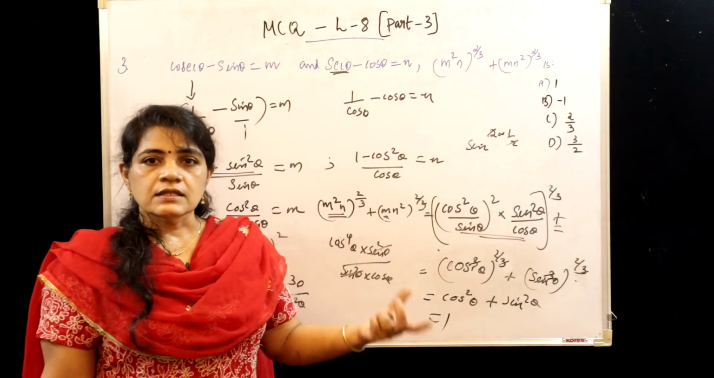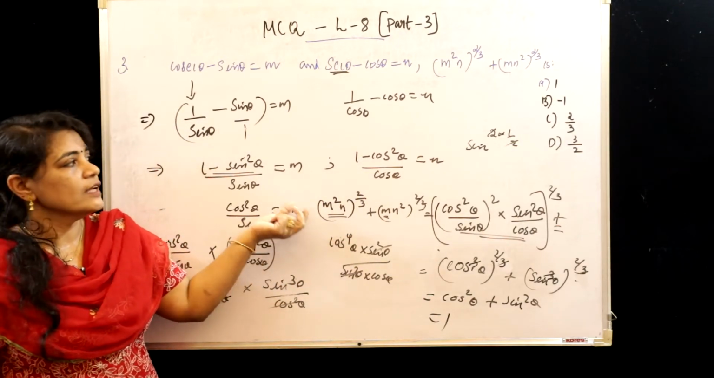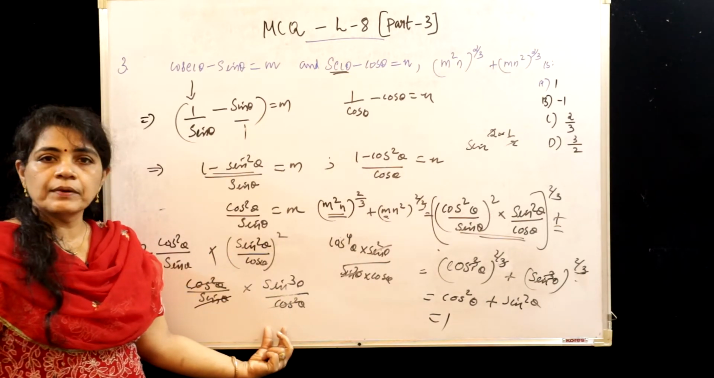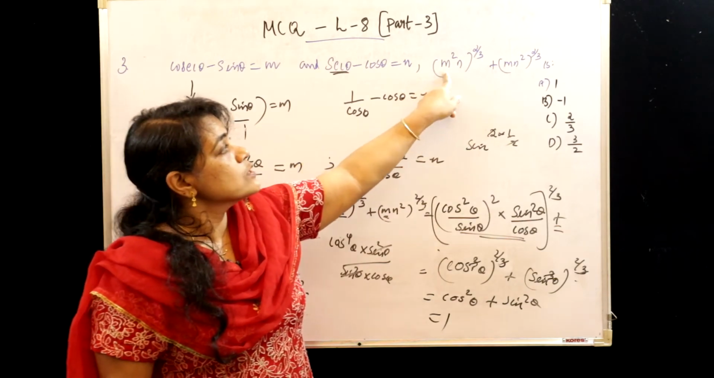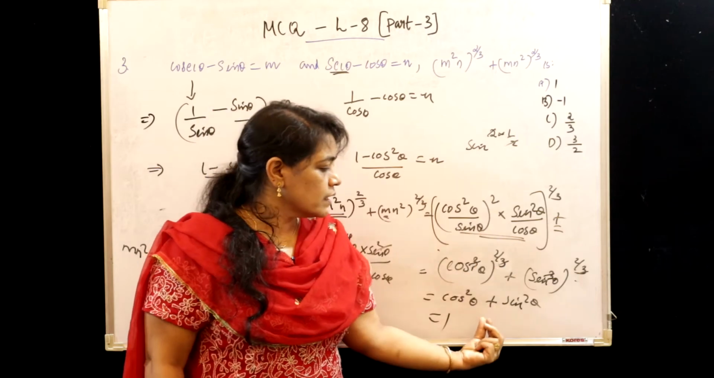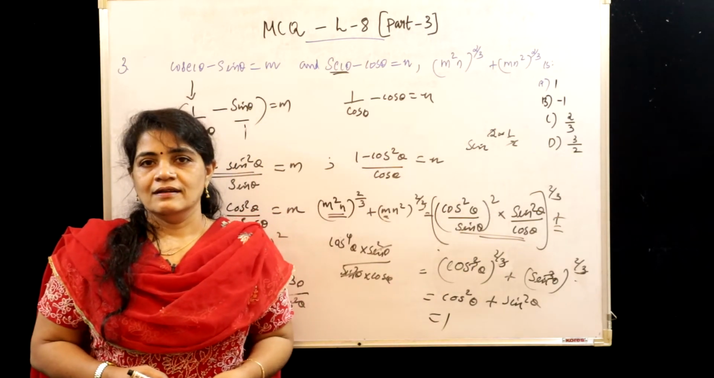Is it clear children? See, the steps are not that easy. That means first get a simplified form. Get m and n separately and substitute in m square n and take its power 2 by 3 each. Hence you can reach the identity. So the first option will be the correct one.